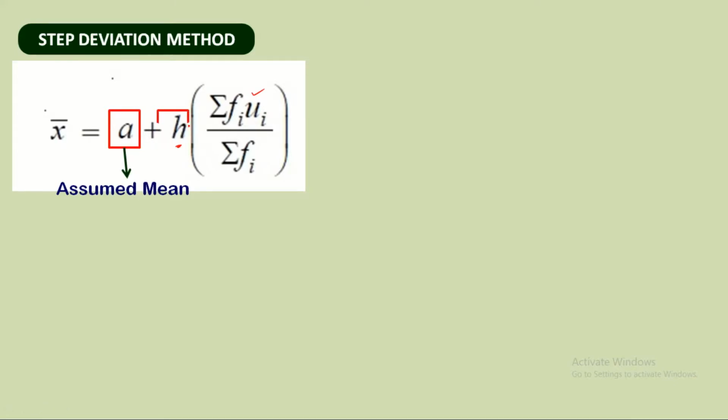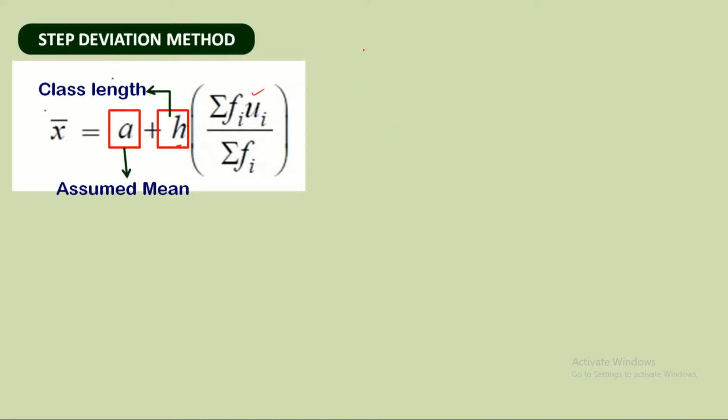What is this h? h is nothing but the class length, or simply the size of the class. How to find this size or length of the class? It's nothing but taking the difference of either consecutive lower boundaries or consecutive upper boundaries. Then we can get that value directly. And we have to see about ui.